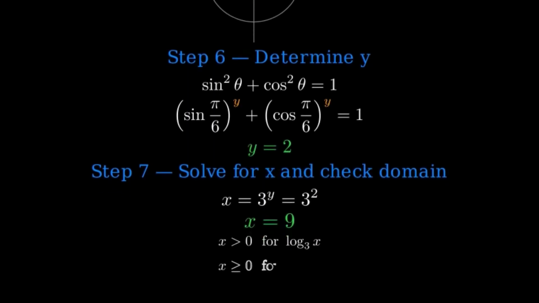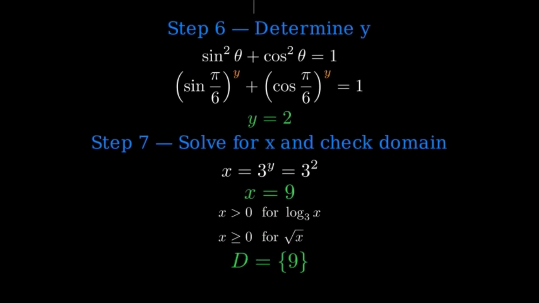Domain check. Log base 3 of x requires x greater than 0, and the square root requires x at least 0. The value x equals 9 satisfies both, so the solution set is {9}.